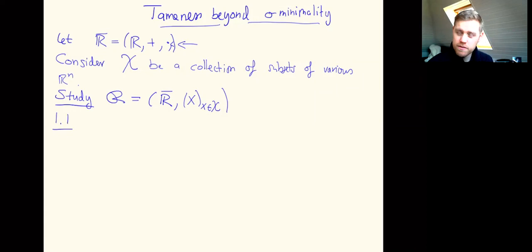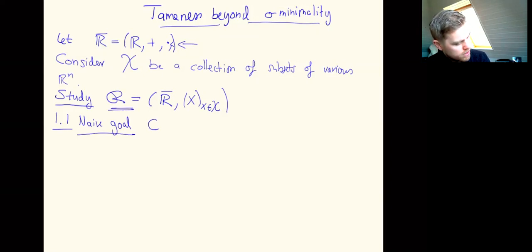There's a really naive goal, you can say, that is behind this whole research program. And the naive goal, which I stated in the workshop but state here again, is that we want to classify such expansions of the real field up to interdefinability.